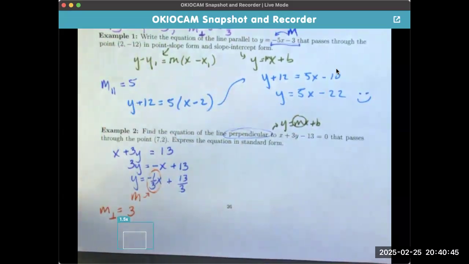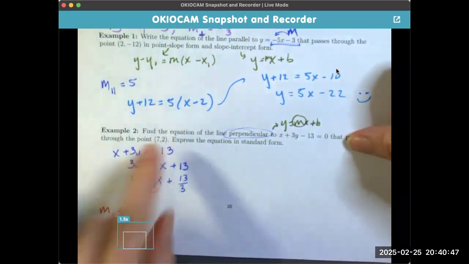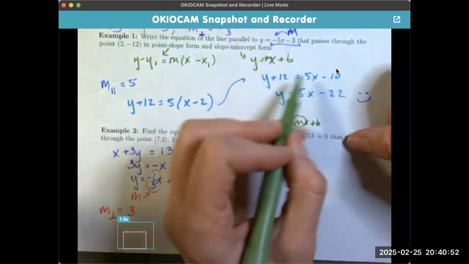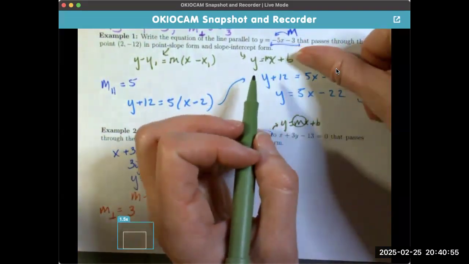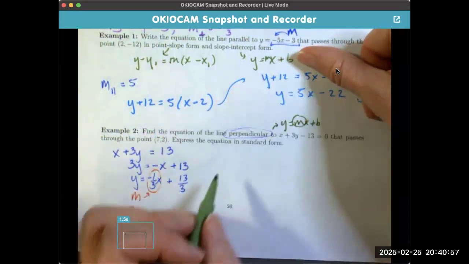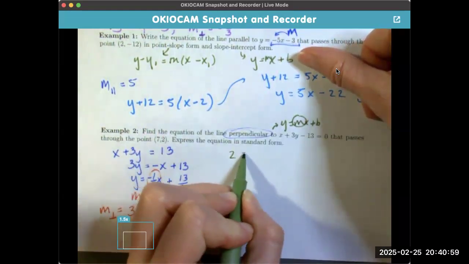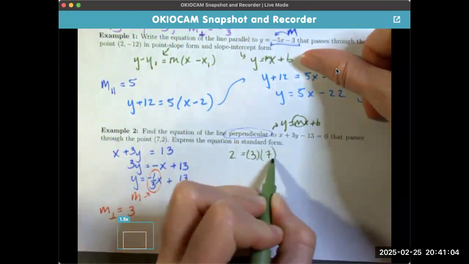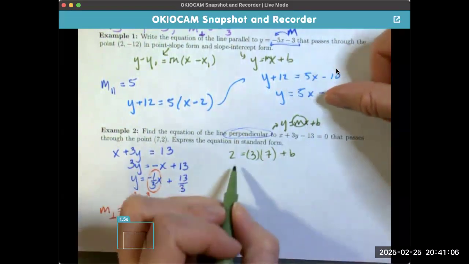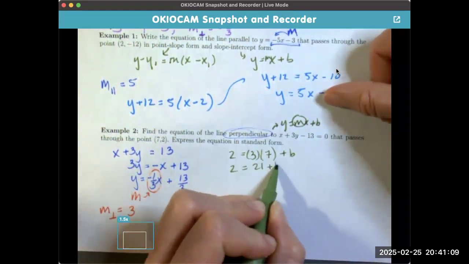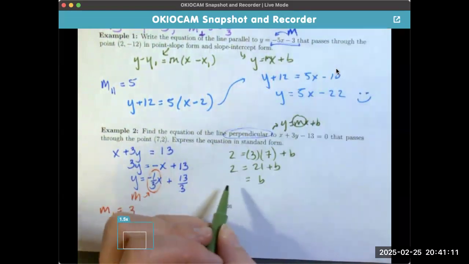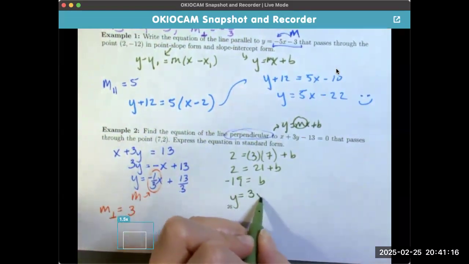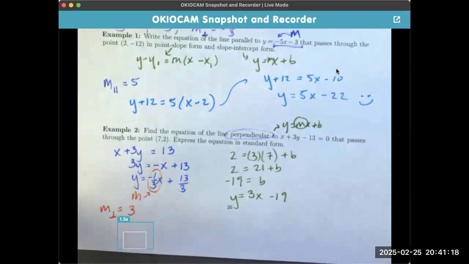Okay. So now that we have our perpendicular slope and a point, we can use point-slope form, or, let's start doing something different. Let's use slope-intercept. So y is 2, so 2 goes in for y. 3 is the slope, x is 7, and now we're just solving for b. So 2 equals 21 plus b. So b is equal to negative 19. So y equals 3x minus 19.